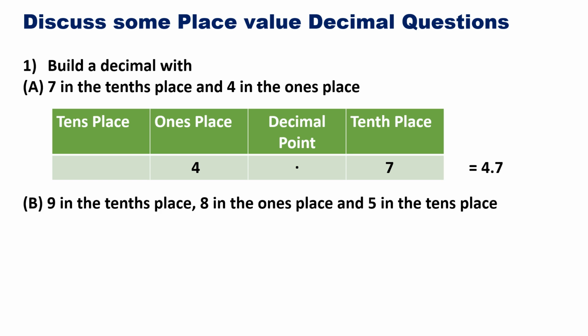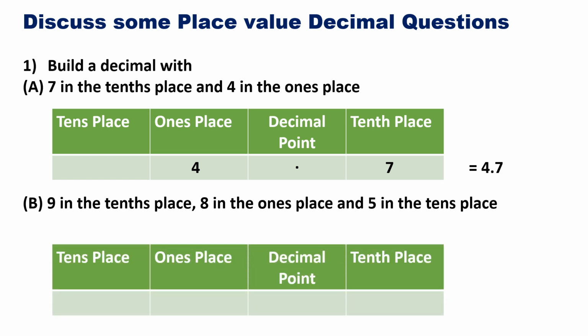Next one, 9 in the tenths place and 8 in the ones place and 5 in the tens place. So again we'll make this chart. So here 9 in the tenths place. So in the tenths place we'll put 9. Before that the decimal point will come. Then 8 in the ones place and 5 in the tens place. Here we can see clearly the number is 58.9.